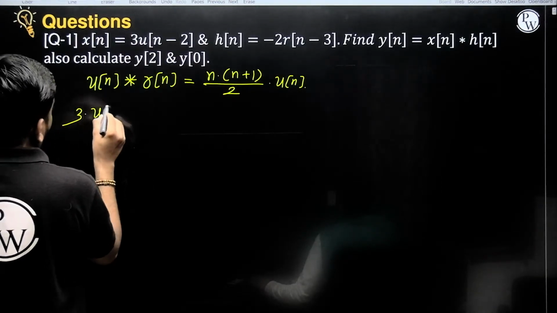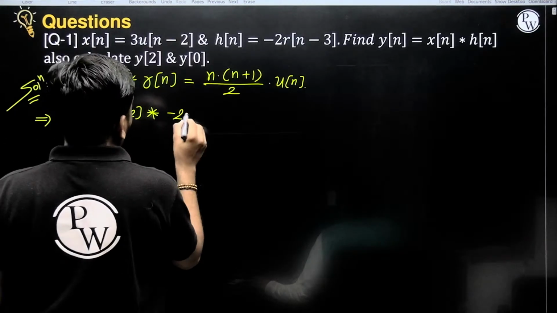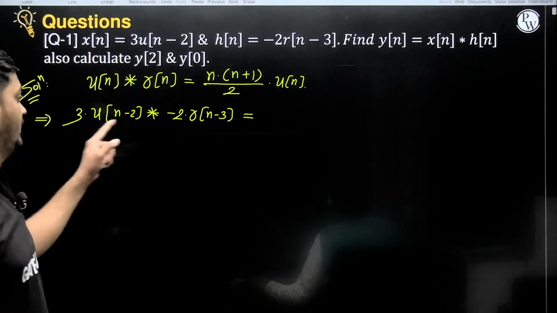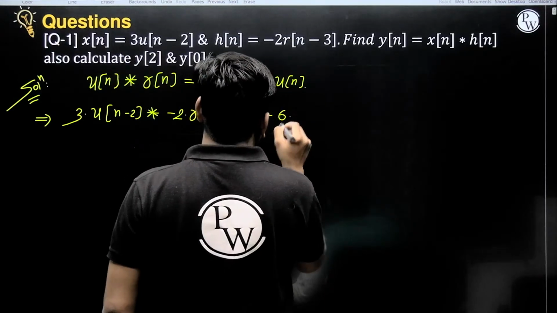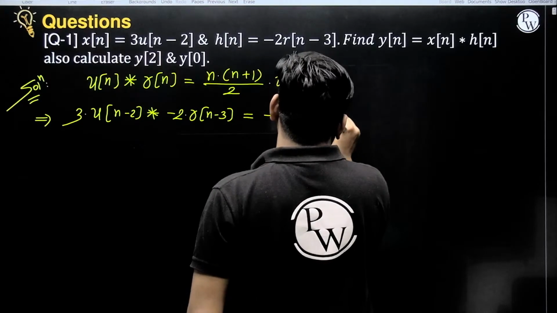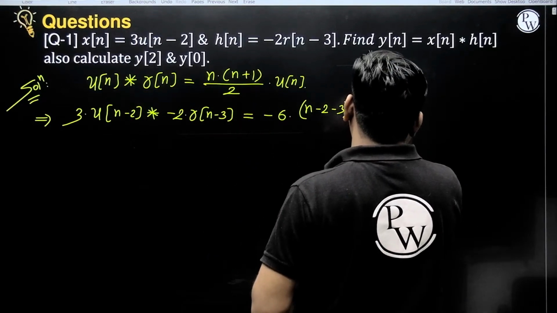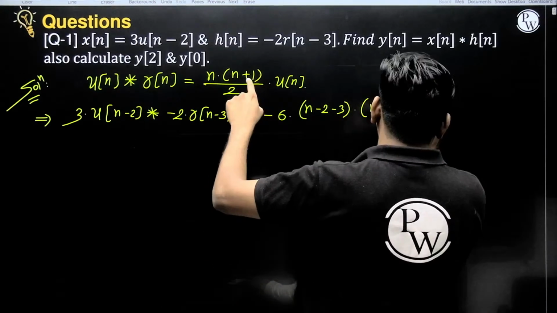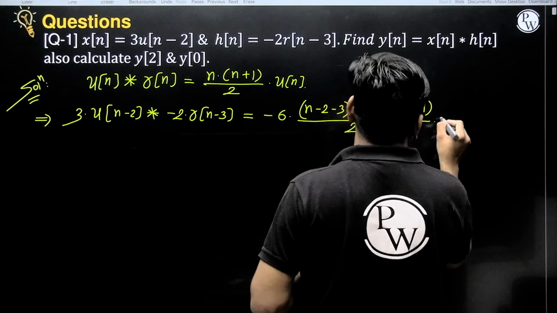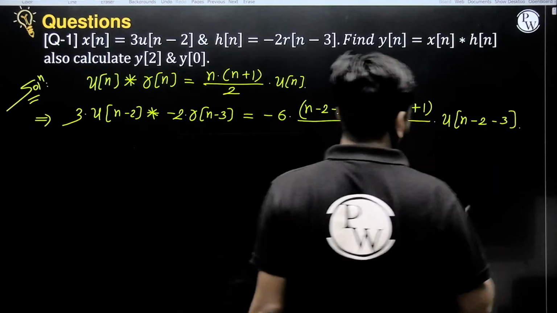The answer will be 3 into minus 2, it is minus 6. Now this is n minus 2, this is n minus 3. So here n minus 2 minus 3. Replace this n with what? n minus 2 minus 3, and here also n minus 2 minus 3, and here plus 1 also there. Plus 1 whole divided by 2. q of here also, q of n minus 2 minus 3.